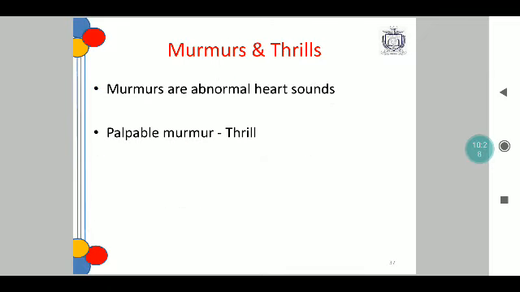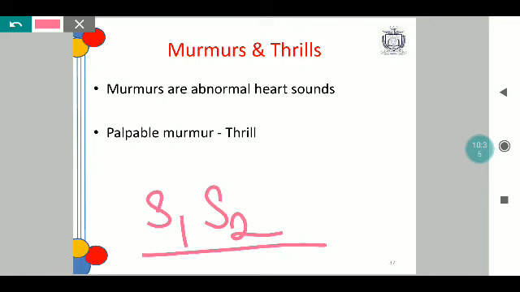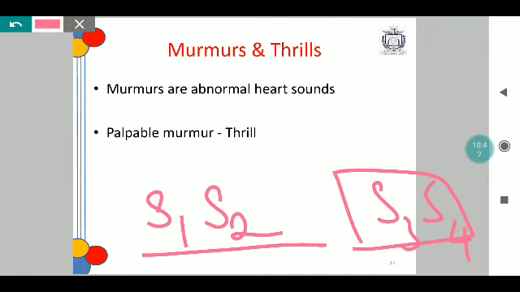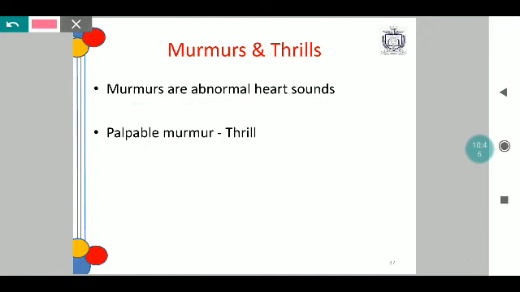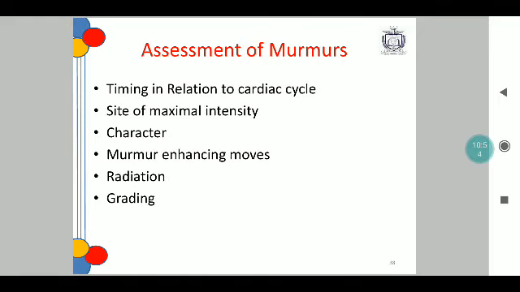Now, moving on, till now what we saw, S1, S2, S3, S4 are the heart sounds, in which we consider S1 and S2 as generally normal heart sounds. S3 and S4 are also physiological heart sounds but they are abnormal. Murmurs are abnormal heart sounds, and a palpable murmur is called a thrill. This is a very important concept we need to keep in mind while identifying a mistake in the auscultatory findings of the cardiovascular system.